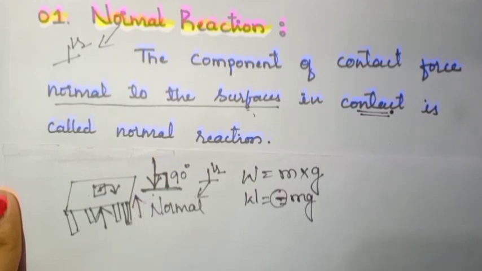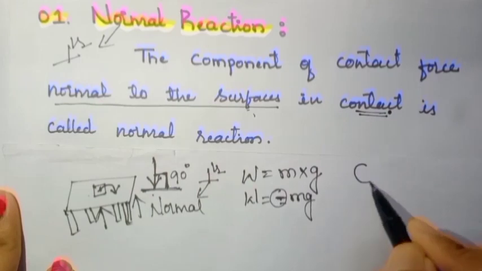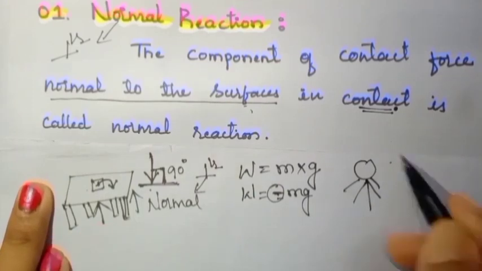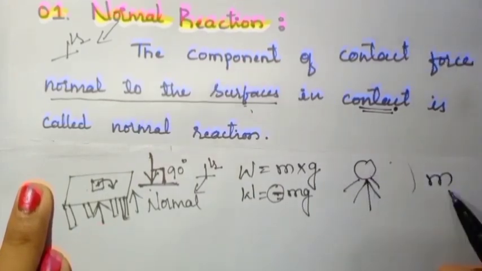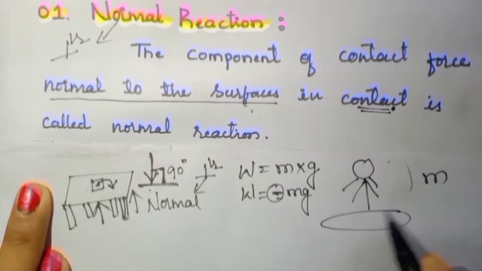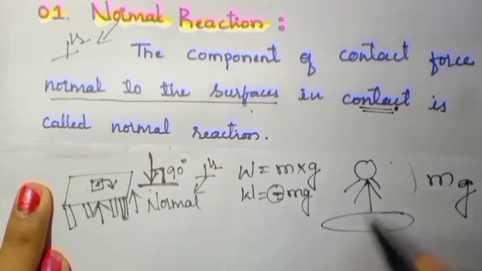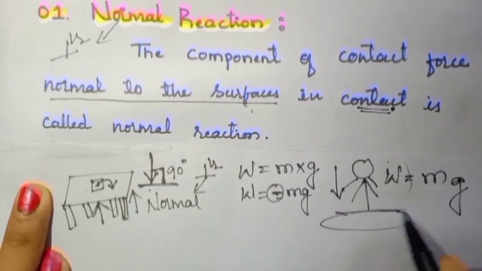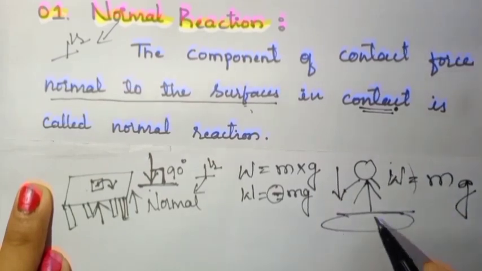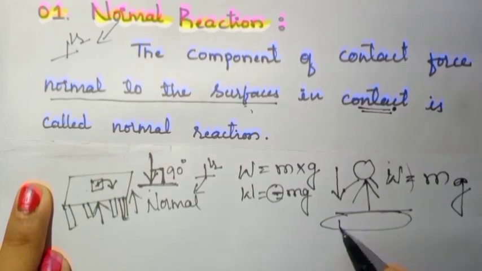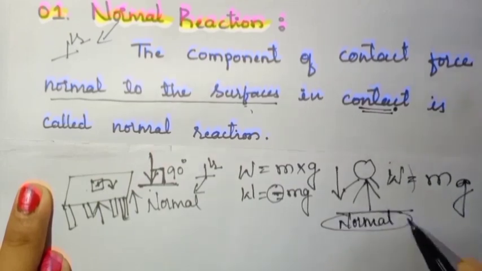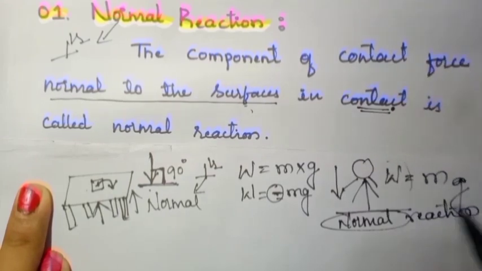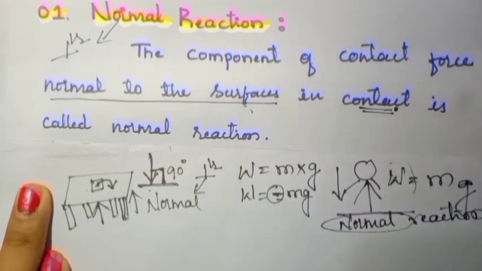Is it clear? Similarly, if you are standing on the ground, then what is there? You have a certain mass, this body has a certain mass, and also this earth has a certain gravity g. So what is your weight? Weight is equal to mg, and you are putting the force on the ground perpendicular to the surface, and hence what kind of force are you possessing? You are possessing normal reaction when you are standing on the ground. Is it clear? I hope you have understood the normal reaction.